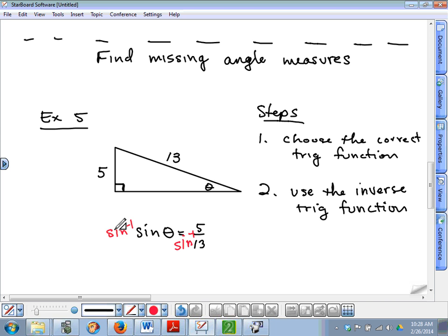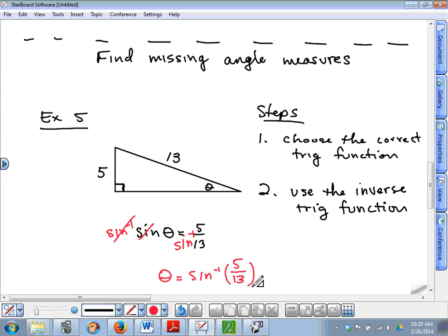Now what happens when you place an inverse sine right next to a sine? What do you think happens? They cancel each other out because they're opposites. It's just like putting a square root and then a square next to each other. They cancel each other out. If the sine and the inverse sine cancel each other out, what's left on that side of the equation? Theta. And that's what we're solving for. Theta equals the inverse sine of 5/13.